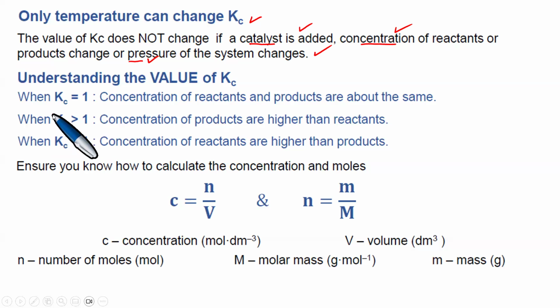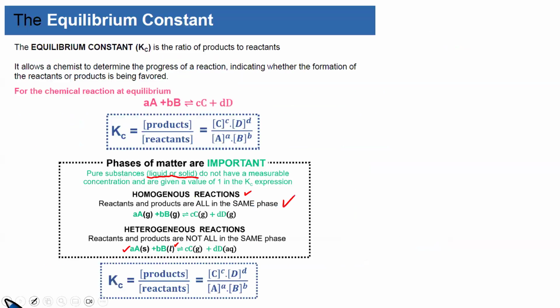Okay, when is the Kc greater than 1? Because sometimes it's greater than 1. So isn't it 1 when it's solid or liquid? Yes, the concentration, yeah, obviously when it's solid or liquid, it's 1. Obviously because, as I said here, pure substances which are liquid or solid do not have a measurable concentration and are given a value of 1.